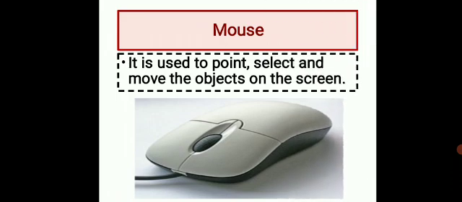Mouse. Mouse is a pointing device. It is used to select and point at things on the monitor. We can also use it to draw and color pictures. It has two buttons and one scroll wheel in the middle.